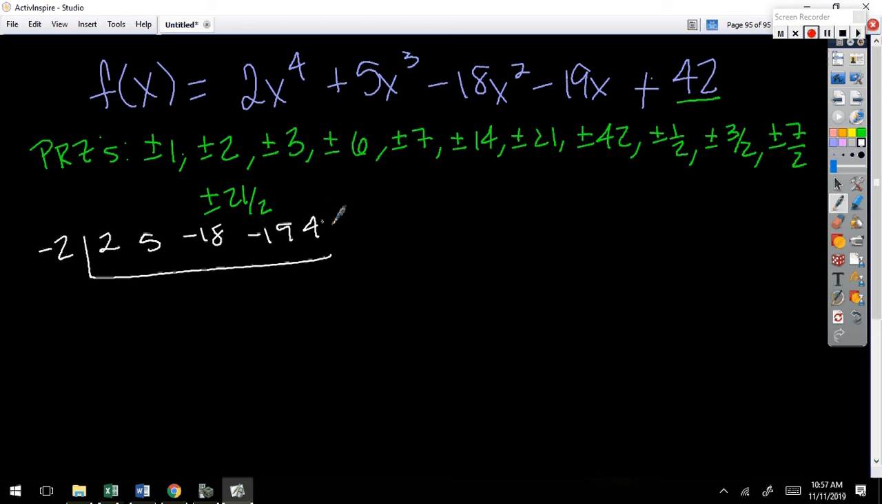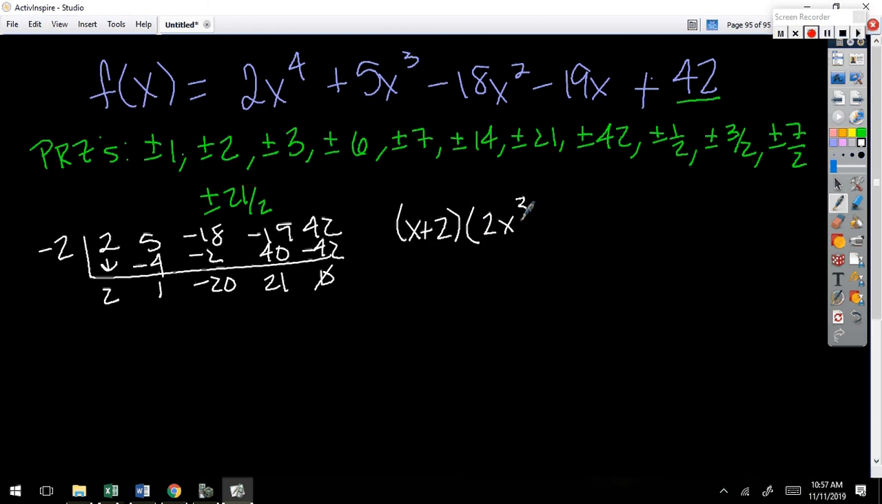All right, if I try -2, 40, 21, -42. Okay. So factored now, write it as 2 factors. x plus 2, 2x to the third plus x squared minus 20x plus 21.